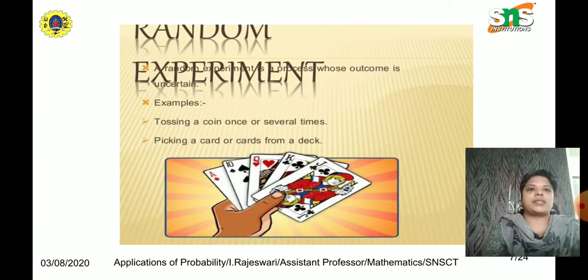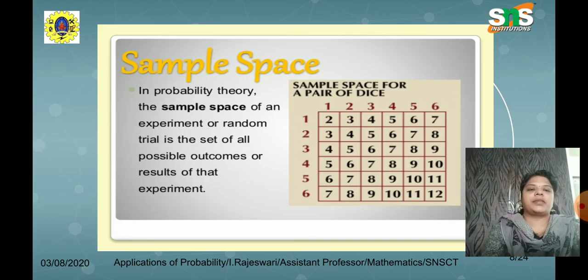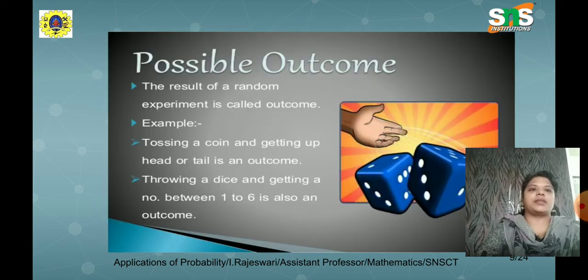Next we are going to discuss random experiment. A random experiment is a process whose outcome is uncertain. Examples: tossing a coin once or several times, picking a card or cards from a deck. Next one is sample space. In probability theory, the sample space of an experiment or random trial is the set of all possible outcomes or results of that experiment.